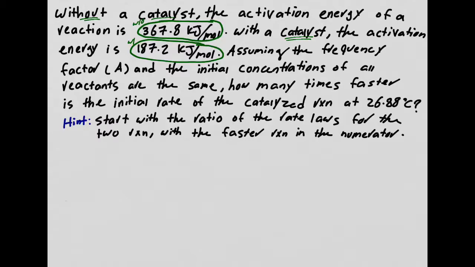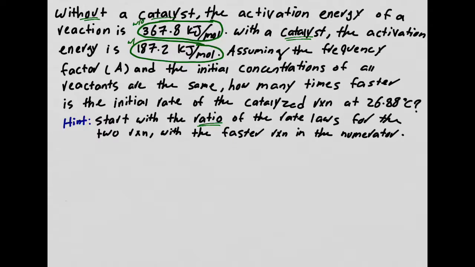That's good. Now, here's the hint that I gave you. I ask you, how many times faster is the one that is being catalyzed versus the one that is not being catalyzed? And I'll also give you a hint. The hint was, look at the ratio, because you're comparing what happens with a catalyst versus when you don't have a catalyst.